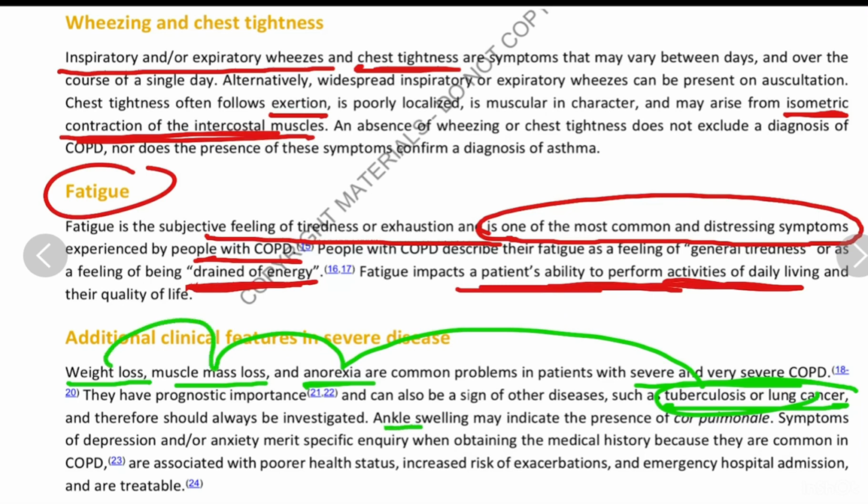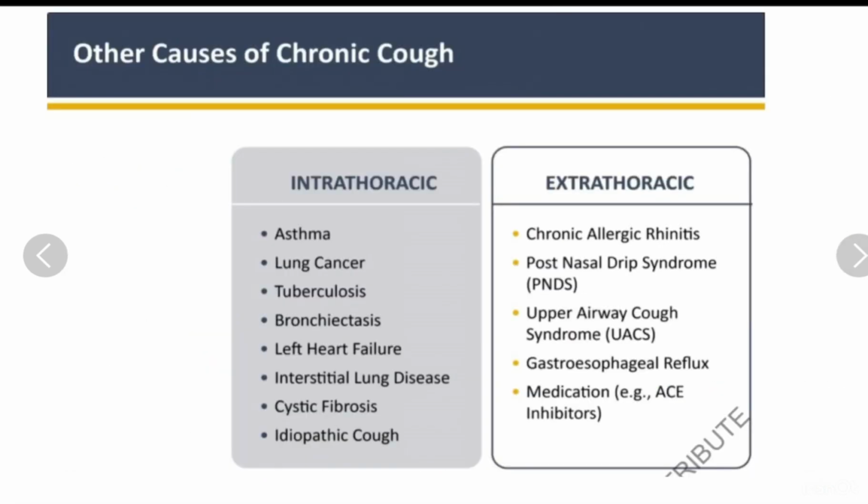Now they are telling that ankle swelling may indicate the presence of cor pulmonale, which we already know. Symptoms of depression and anxiety could be there. All these things are associated with poor health status, increased risk of exacerbation and emergency hospital admission, and they are treatable.